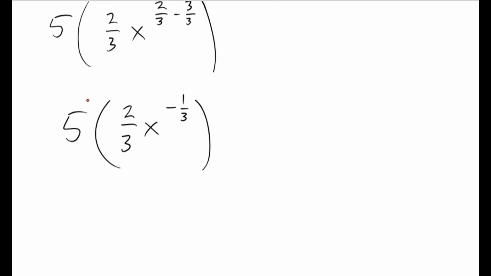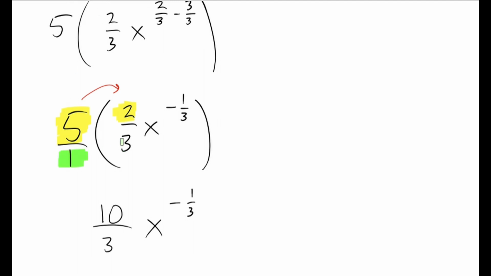We can now have the 5 just come right back in if we want. You could just leave it like that as is, but if you want to simplify a little, we make it 10/3 x to the negative 1/3. Here, the 5 only gets multiplied by the top, not the bottom, because in fraction multiplication, tops get multiplied by tops, bottoms get multiplied by bottoms. So we'd get that.